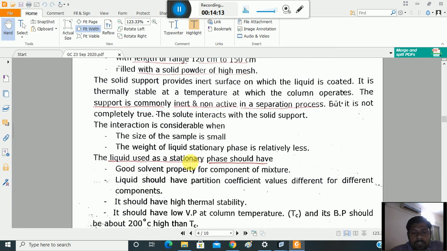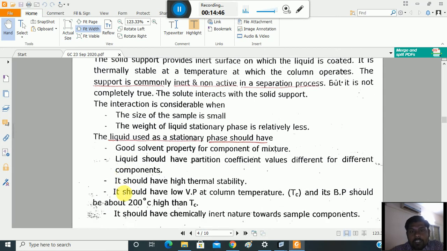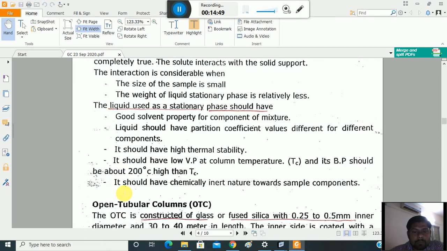Whenever you want to use liquid as a stationary phase, keep some points in your mind. Number one, good solvent property for components of a mixture. Liquid should have partition coefficient values different for different components. When you change the component, the partition coefficient value must change for that particular solvent. You know the partition coefficient, that is the concentration in organic phase by concentration in aqueous phase. That is the partition coefficient for the case of solvent extraction.